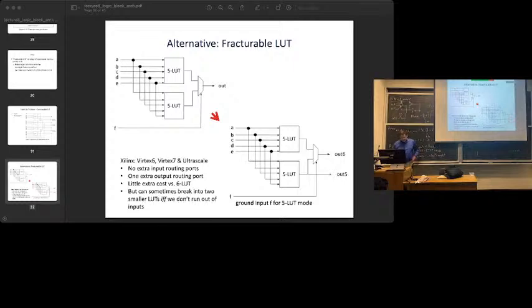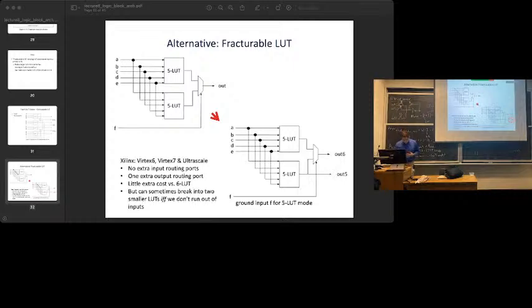So the Stratix 2 paper brought in this idea. What I'm showing you here is actually the way Xilinx does it. Altera switched to a fracturable 6 LUT with Stratix 2. 2 generations later, Xilinx switched to a fracturable 6 LUT as well. But they did it in a slightly different way. They basically made their fracturable 6 LUT as cheap as possible. They added 1 extra routing port, but they can still use it as 2 5 LUTs pretty frequently.